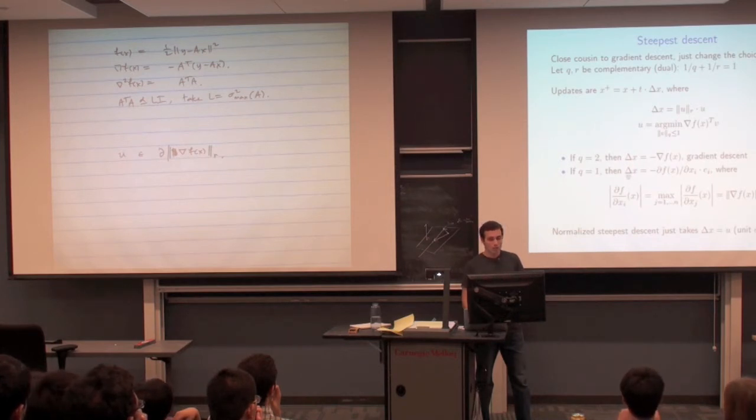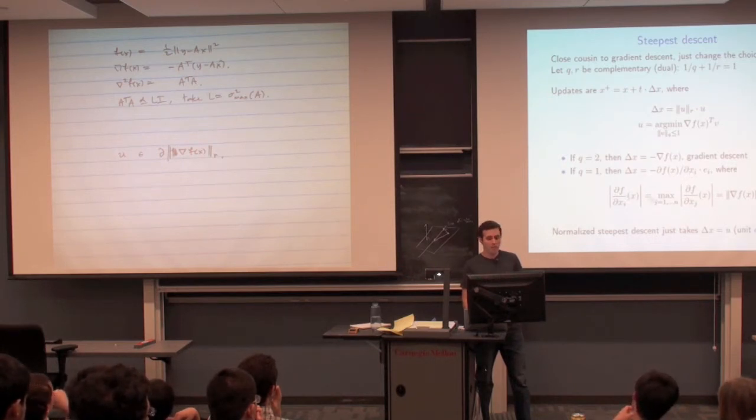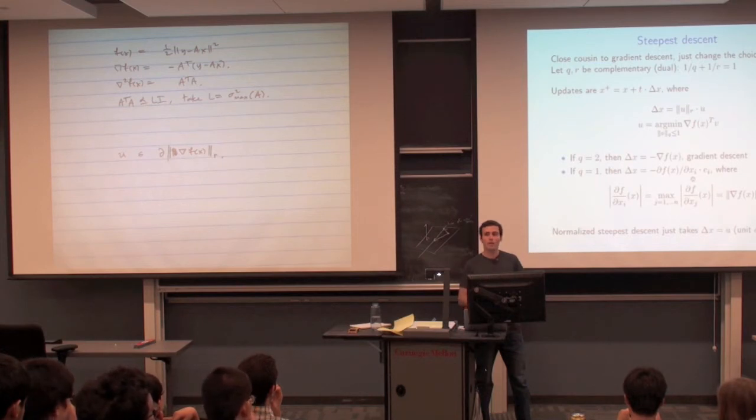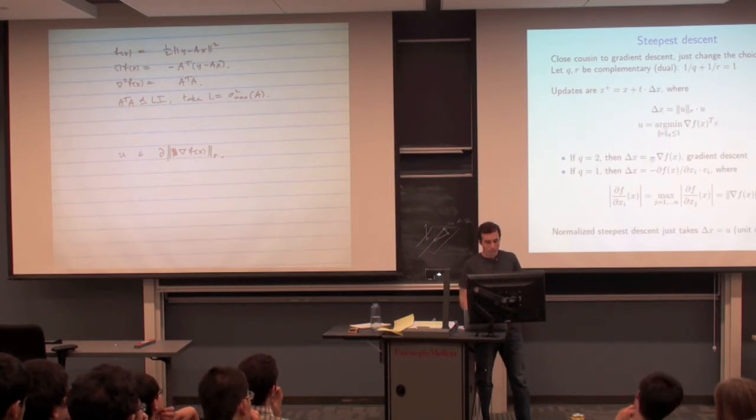So this direction is going to be the ith partial derivative of f, in the minus direction of that, where i is the index of the maximum component of the gradient in absolute value. So if I'm constrained to having components that sum up to 1, I'm just going to take the direction with the largest component of the gradient and move in that direction. Normalized steepest descent just takes delta x equal to u, so it doesn't do this rescaling. It always maintains that its Q norm is smaller than or equal to 1.